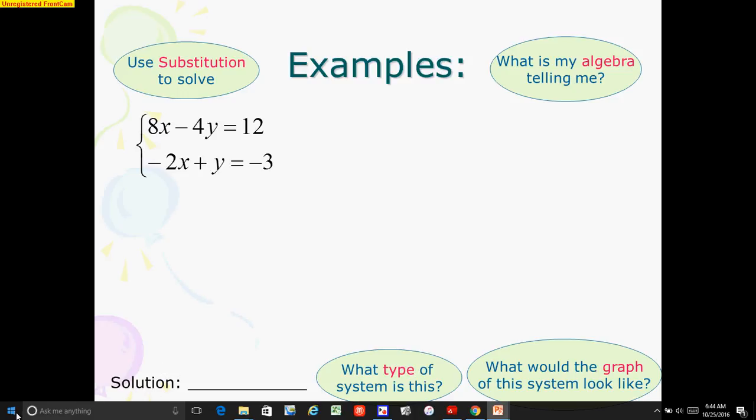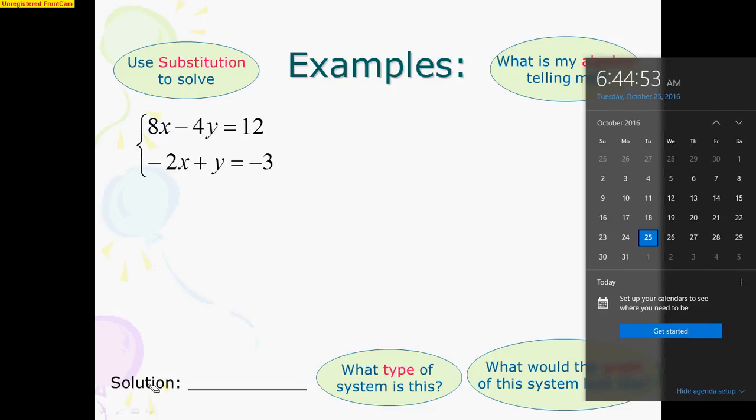Waiting. So my taskbar goes away. There we go. Oops, did not move.